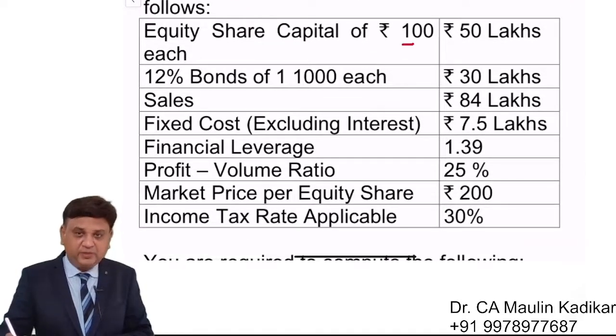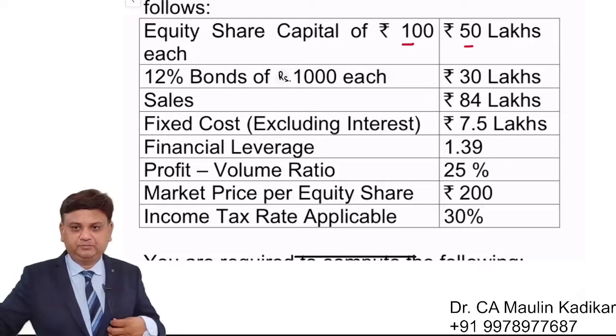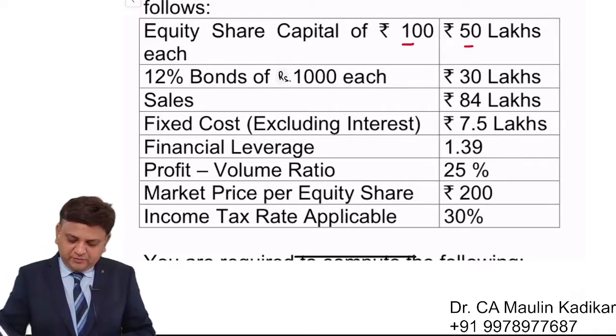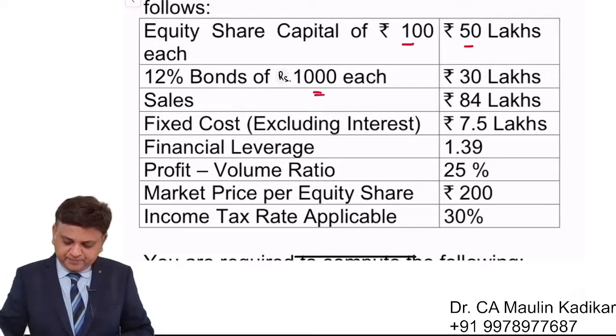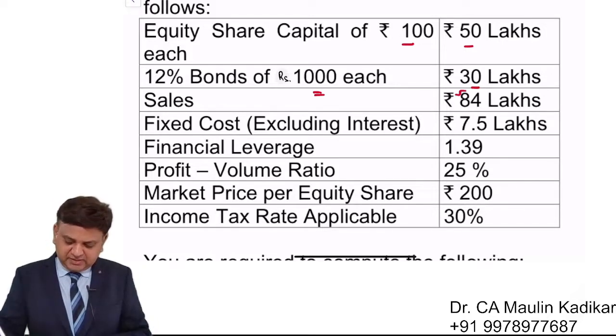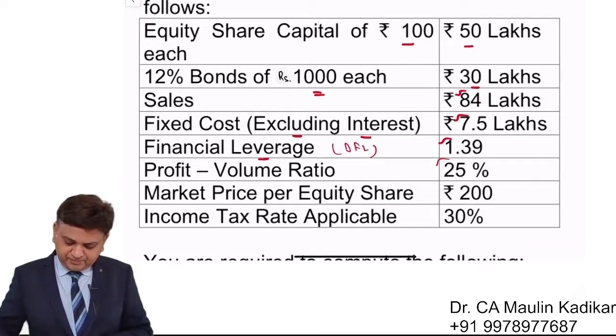Equity share capital of rupees 100 each, an amount of 50 lakhs. 12% bond of rupees 1000 each, an amount of 30 lakhs. Sales is 84 lakhs. Fixed cost excluding interest is 7,50,000. Financial leverage is 1.39, that is DFL. Profit volume ratio or contribution to sales ratio is 25%.